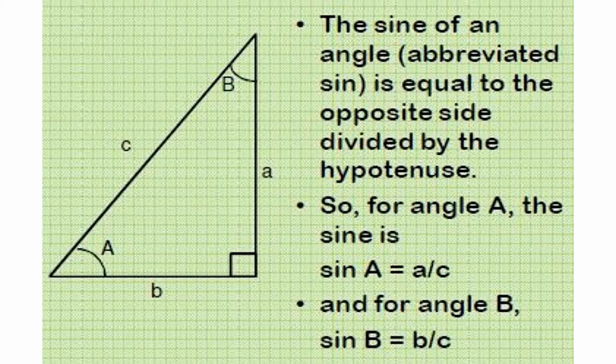And for angle B, sine B is opposite side upon hypotenuse. When you take the angle B to be the given angle, then the opposite side will be b. b upon hypotenuse, which is having the length c. So sine B is equal to b upon c.